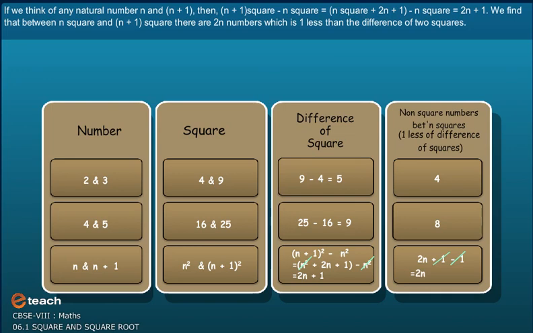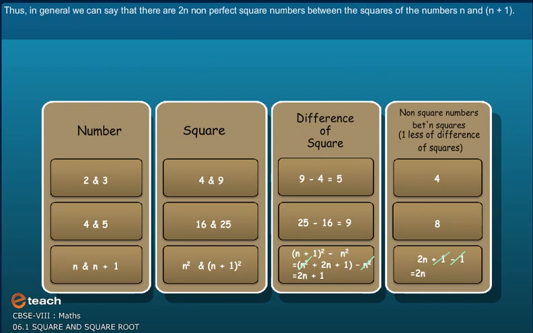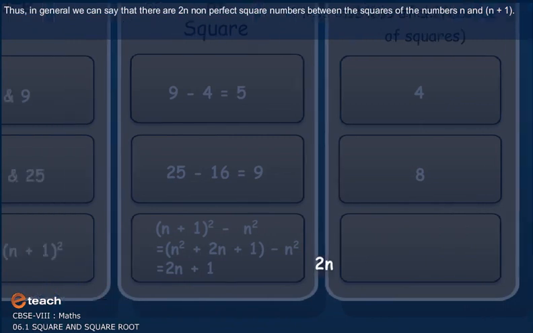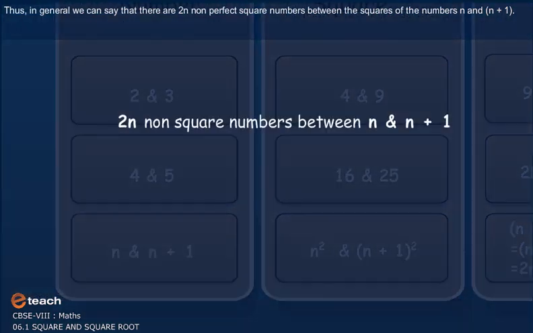We find that between n square and (n plus 1) whole square, there are 2n numbers, which is 1 less than the difference of the two squares. Thus, in general, we can say that there are 2n non-perfect square numbers between the squares of the numbers n and n plus 1.